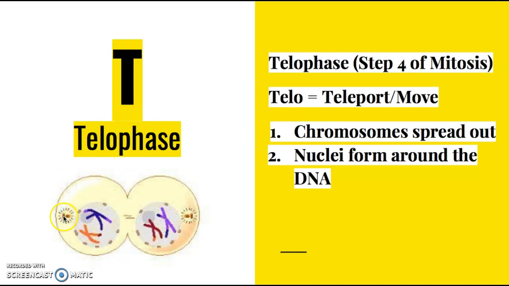Our centrioles are now just chilling in the cells. Spindle fibers have disappeared. We have our chromosomes spreading out. They're not so clumped together. And we have the nuclei starting to form. So that's what this gray circle looks like here. Okay.